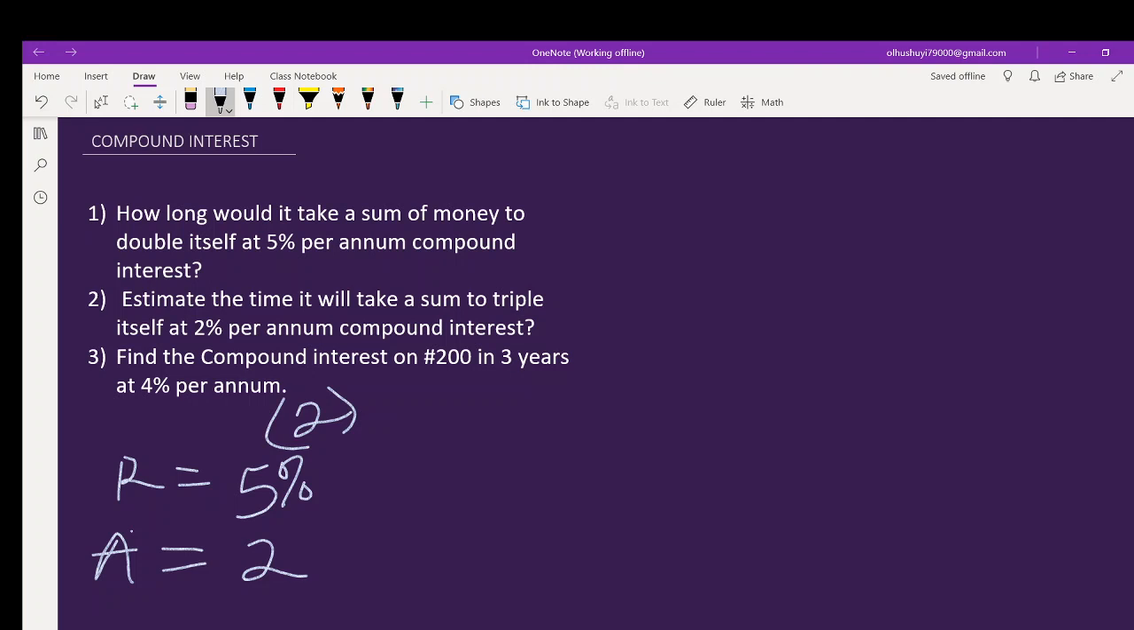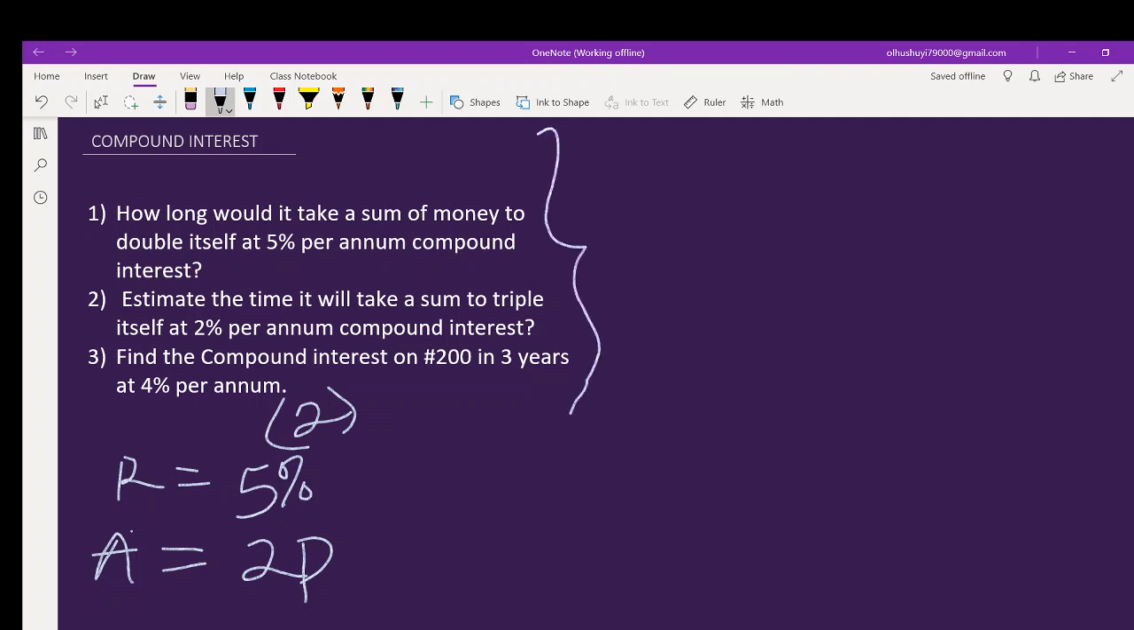What's the sum of money? We don't know. And that sum of money will be taken as your principal. So let's call it 2p. Yes, because the money that we accrue, the money that generates interest, is the principal. When it doubles itself, it will result into an amount. So our amount is equal to 2p. No other thing is given.